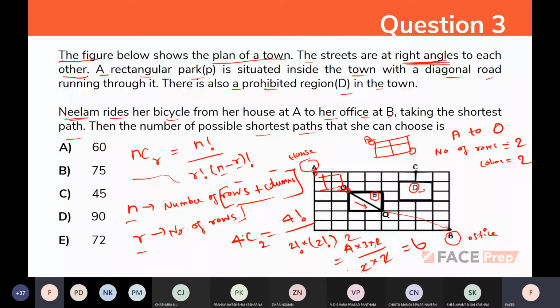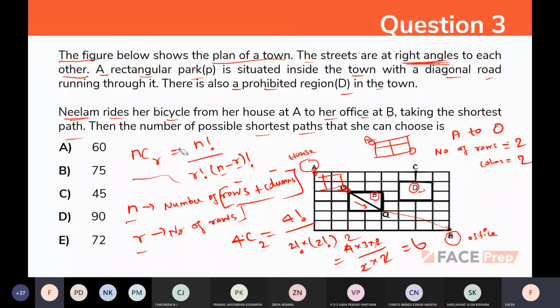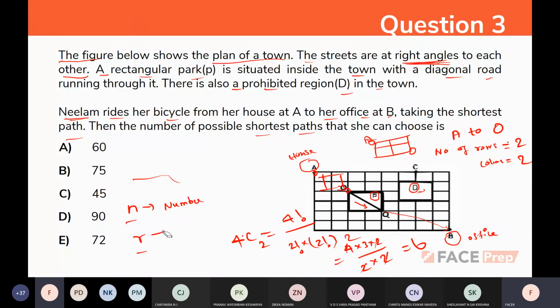Okay, so let me erase this formula because we know that now. So A to O, the distance is 6, right?